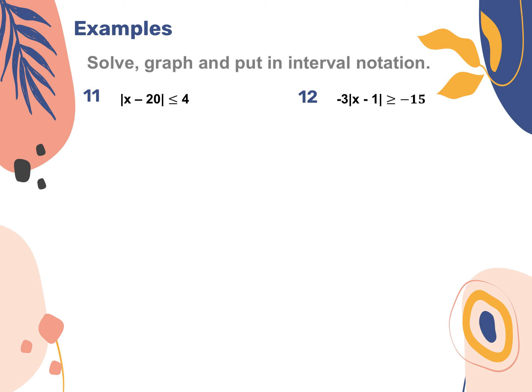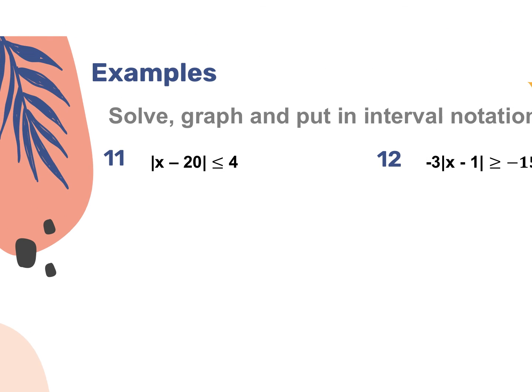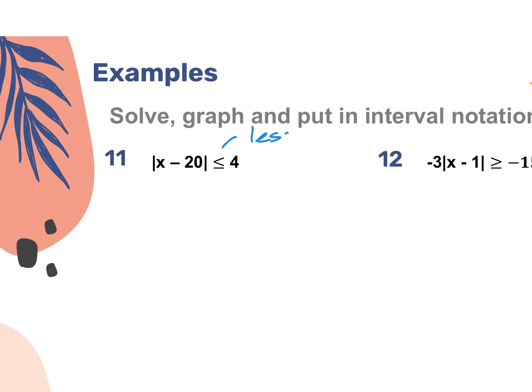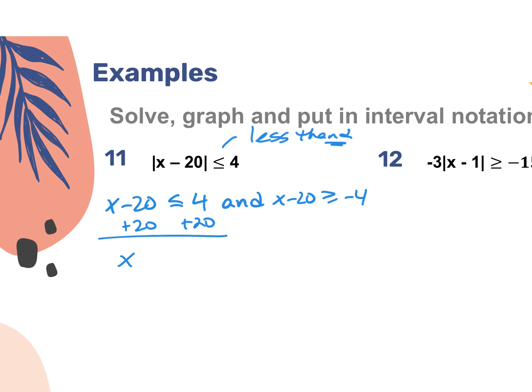So number 11, same thing, isolate first. This is a less than, so I'm going to make it an and. So drop the bars, just write it as it is, join it with the word and, x minus 20, flip it and make it negative. Add the 20. X is less than or equal to 24 and add the 20. X is greater than or equal to 16.